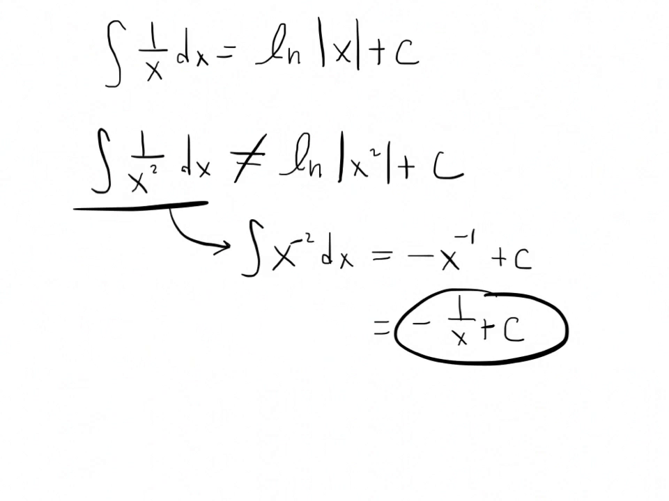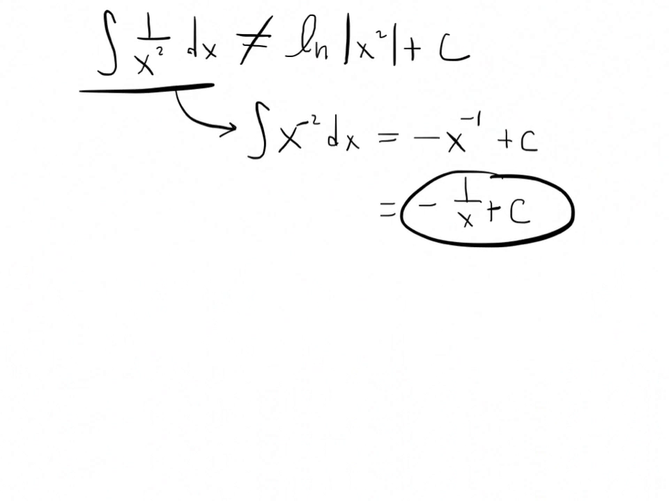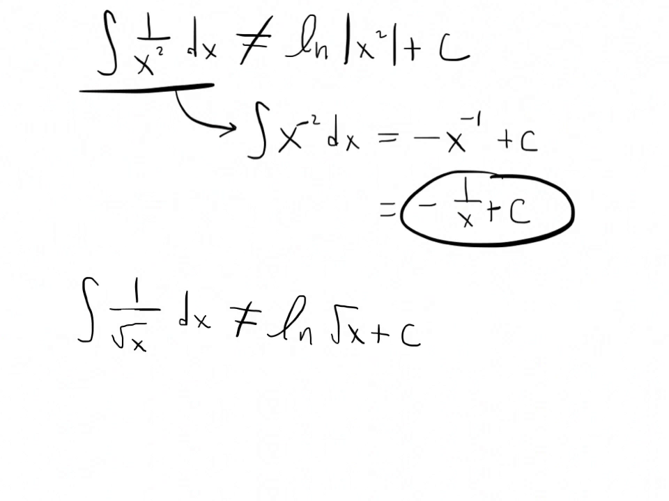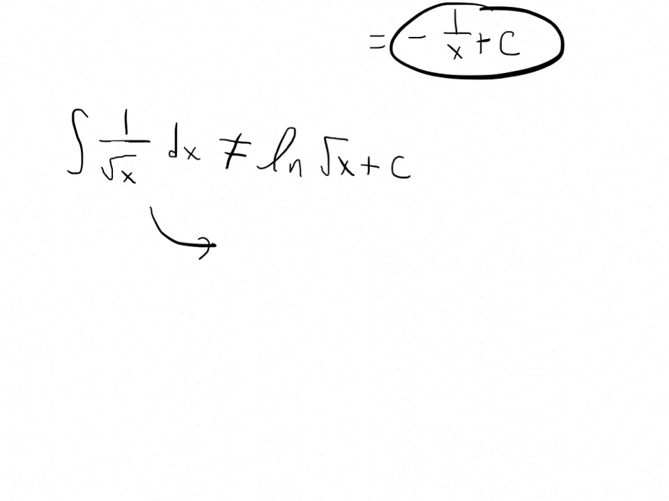Natural log only shows up when it's 1 over x to a single solitary power. The only time you will ever end up with natural log is when it's 1 over x, 1 over u, 1 over a single variable raised to the first power. Even like the integral of 1 over the square root of x dx. It's so tempting for us to say that this is the natural log of the square root of x plus c, but it's not. If you wanted to do this antiderivative, you would rewrite it.